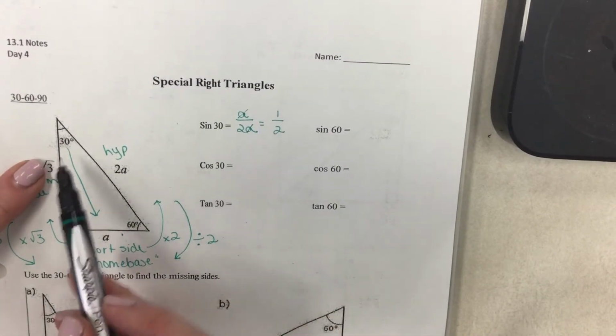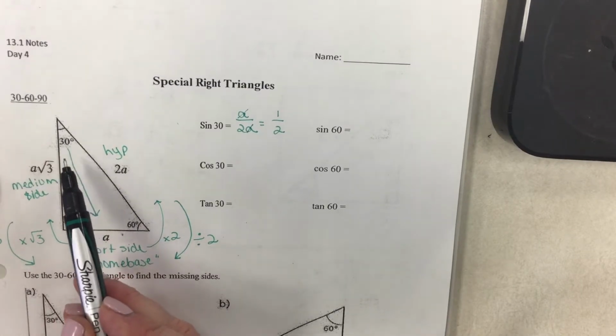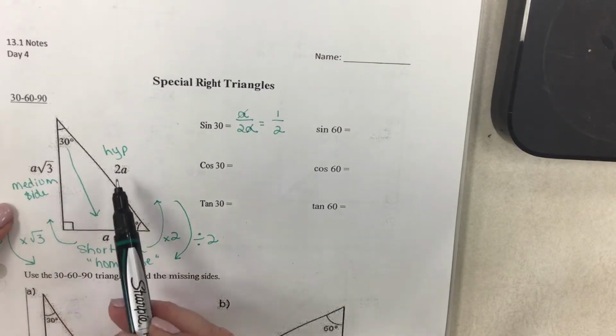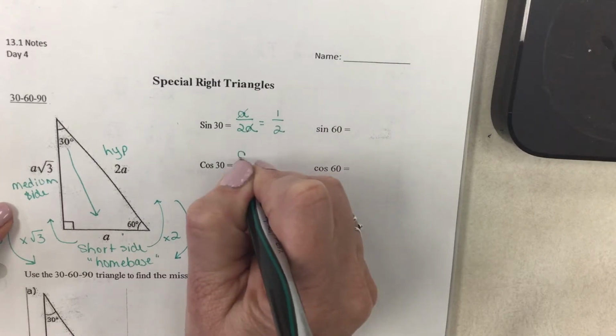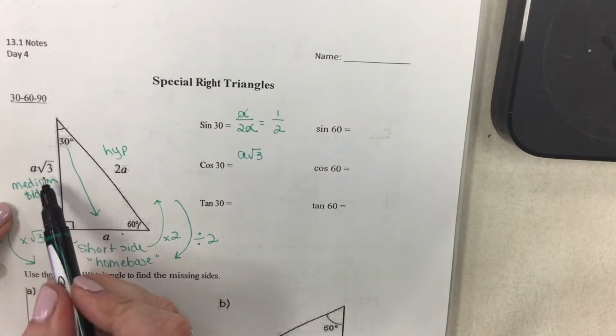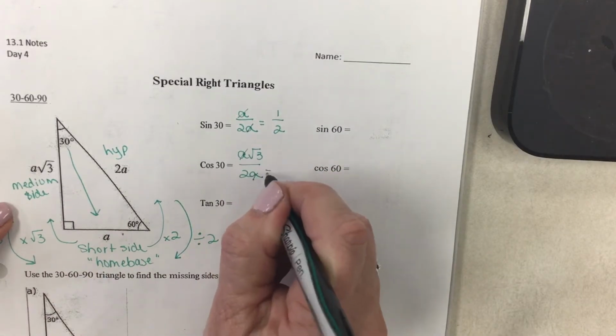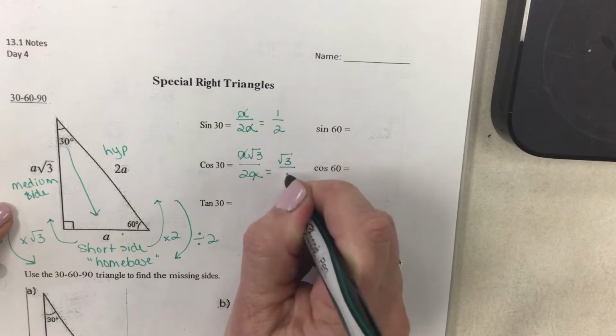Cosine of 30. I'm still looking in terms of this angle, 30 degrees right here. Adjacent over hypotenuse. Good job. So my adjacent side is the medium side here, a times the square root of 3, all over my hypotenuse, which is 2a. A's cancel. I'm left with square root of 3 over 2.